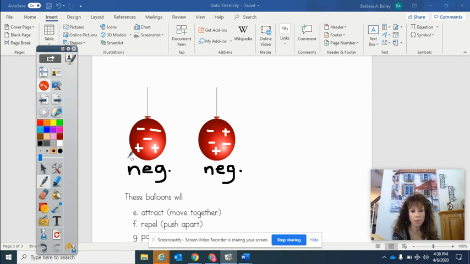Okay, remember, opposites attract or come together, but these are not opposites. They are the same. We have a negative and a negative, so they will repel or push apart.